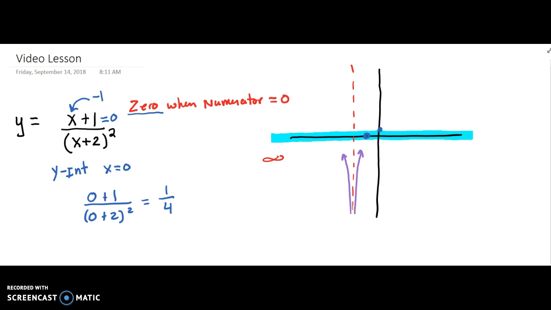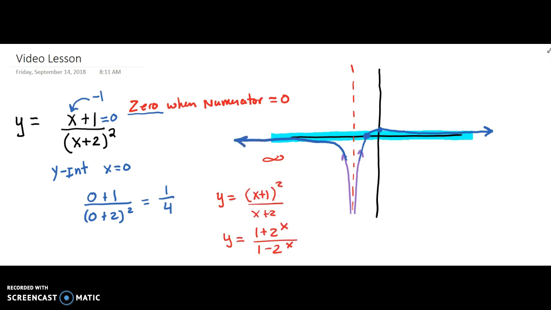So now I can see where this goes, through the 0, through the y-intercept, and I'm approaching 0 as x goes to infinity. Similarly, going to negative infinity, I have the same behavior, but I don't have any more zeros, so I never cross that x-axis. I just go to infinity.